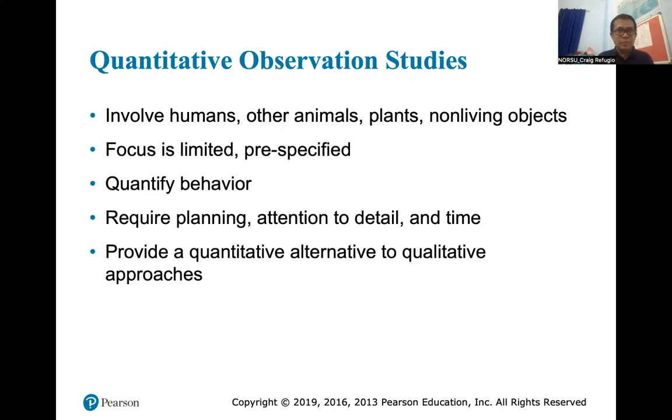So we have to be detailed when we write our research proposals in any kind of research design, not only in quantitative observation, but other forms of research design. So, next is provide a quantitative alternative to qualitative approaches. So if you have qualitative approaches, provide an alternative in terms of a quantitative alternative. Why? Because we are talking about quantitative observation.